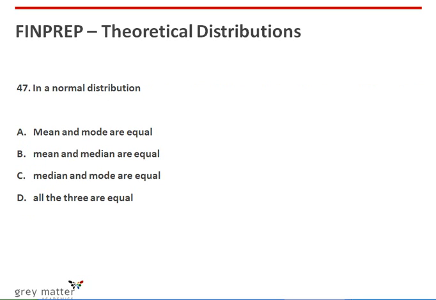47th question: in a normal distribution, a balanced normal distribution, we know all the three are equal, that is mean, median and mode are all equal. So the answer is option D, which says all the three are equal.